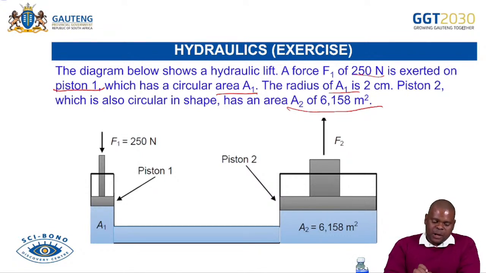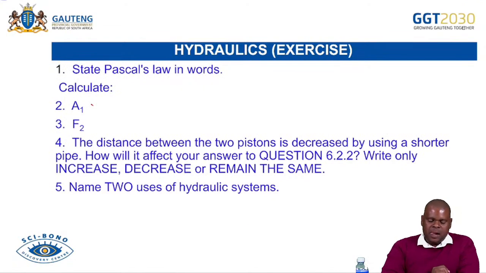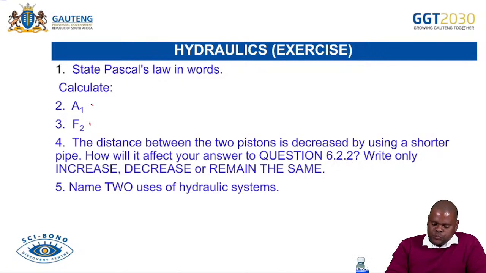Then they say, number one, state Pascal's law in words. Number two, calculate the area A1. Number 3, calculate the force F2. And then number 4, calculate the distance between the two pistons. They said the distance between the two pistons is decreased by using a shorter pipe. How will it affect the answer to number 3? Write only increase, decrease, or remain the same. And number 5, name 2 uses of a hydraulic system.